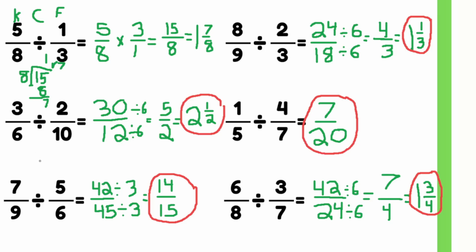For 7/9 divided by 5/6, I got 42/45. I simplified it to 14/15. And then for the final one, 6/8 divided by 3/7, I got 42/24. I simplified it and then I turned it into a mixed number, and I got 1 3/4 as my final answer. So hopefully you did pretty good there.